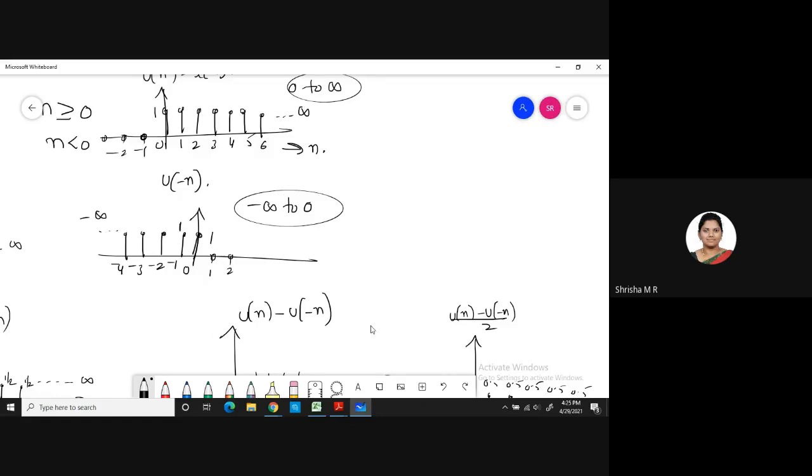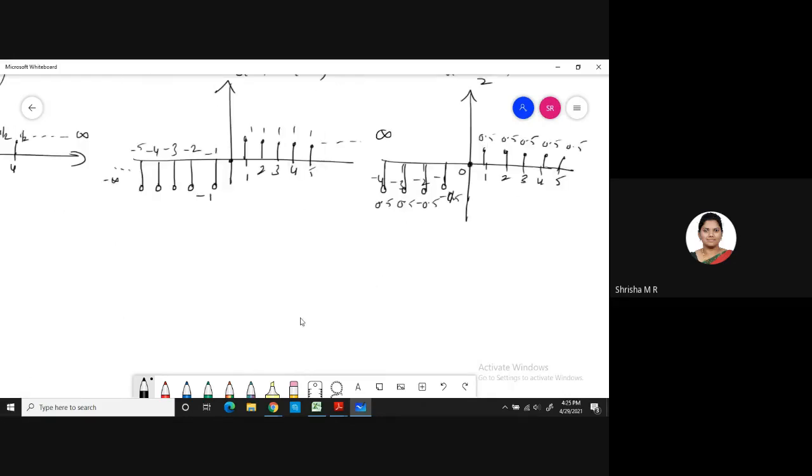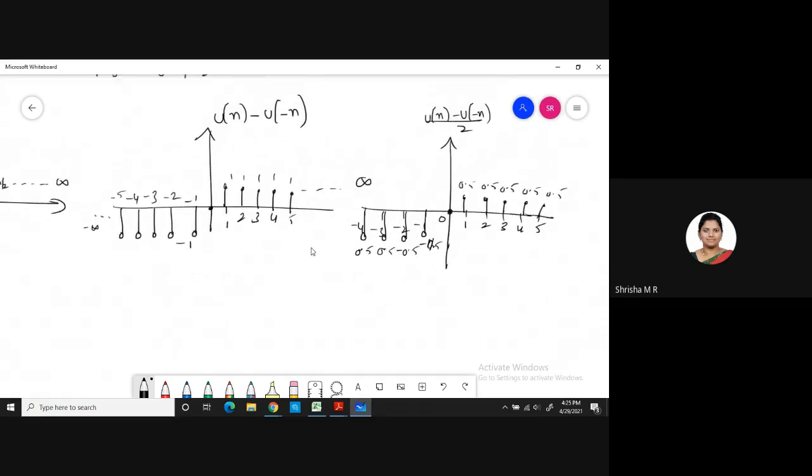So now you scale it. Scale the amplitudes. So we have got u of n minus u of minus n. For positive values of n, it is 1. At n is equal to 0, it is 0. For negative values of n, it is minus 1. If you scale this, the amplitude will be reduced to half. Correct? So wherever you have 1, you'll have 0.5. Wherever you have minus 1, you'll have minus 0.5. Got it, everyone? It's minus 0.5. Here it's plus 0.5. Got it?